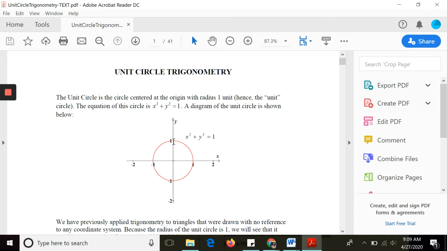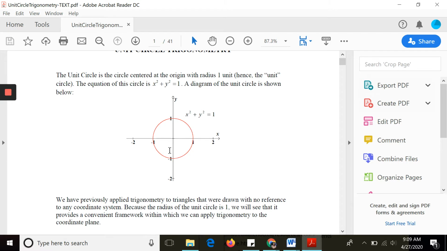This is the unit circle. As you can see from the diagram, the unit circle is a circle with center (0, 0), which is also called the origin, and radius 1. And the equation of a circle is x squared plus y squared equals 1. Don't worry about this equation at this point.